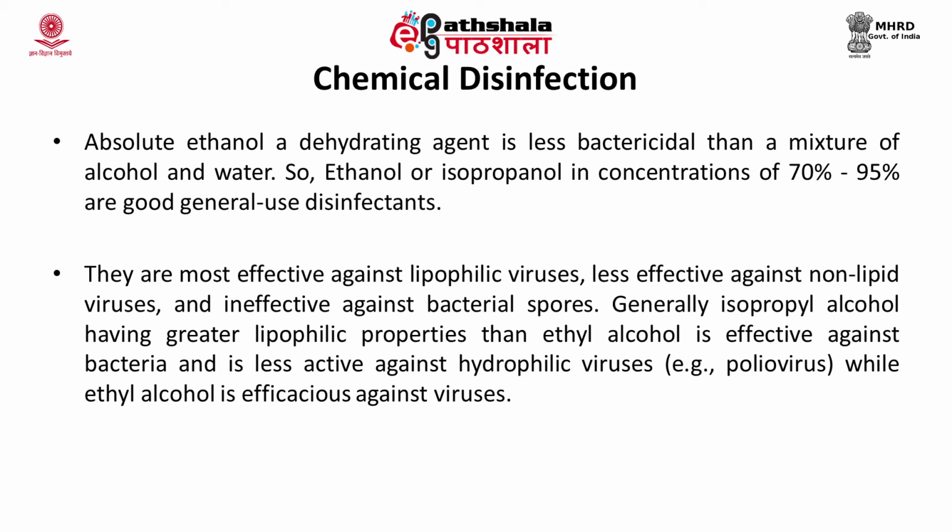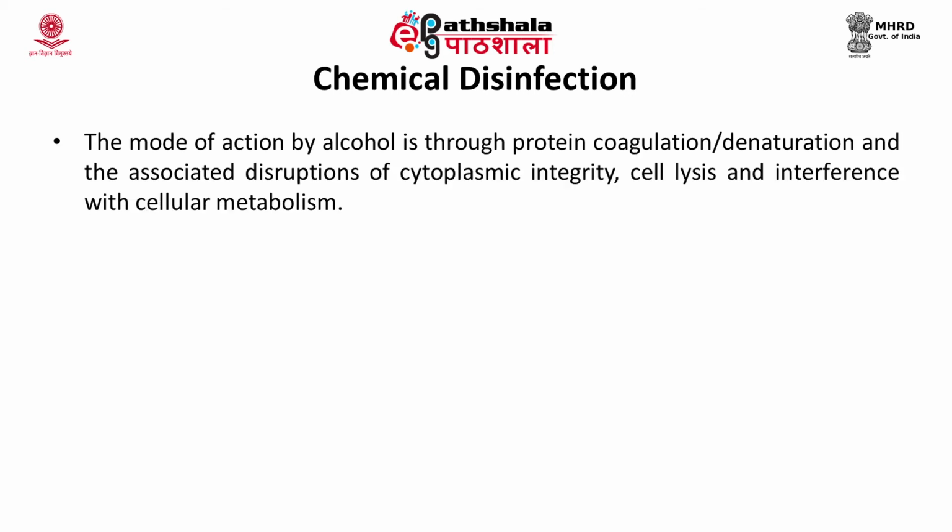Generally, isopropyl alcohol has greater lipophilic properties than ethyl alcohol. So it is effective against bacteria, but less active against hydrophilic viruses like the polio virus, while ethyl alcohol is more effective against hydrophilic viruses. The mode of action of alcohol is through protein coagulation, denaturation and the associated disruption of cytoplasmic integrity, which finally leads to cell lysis and interference with cellular metabolism.